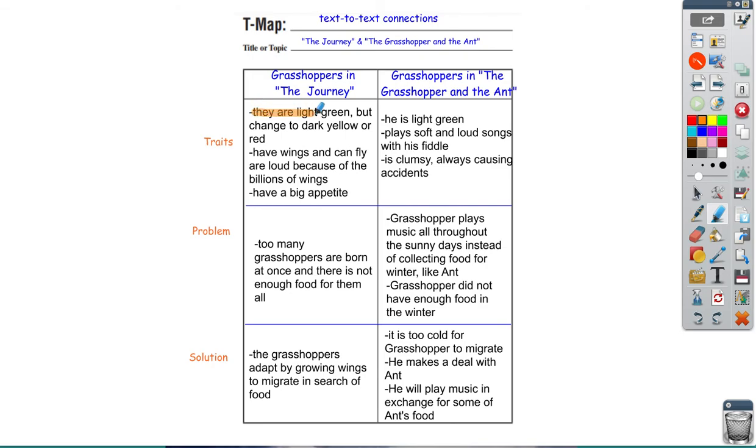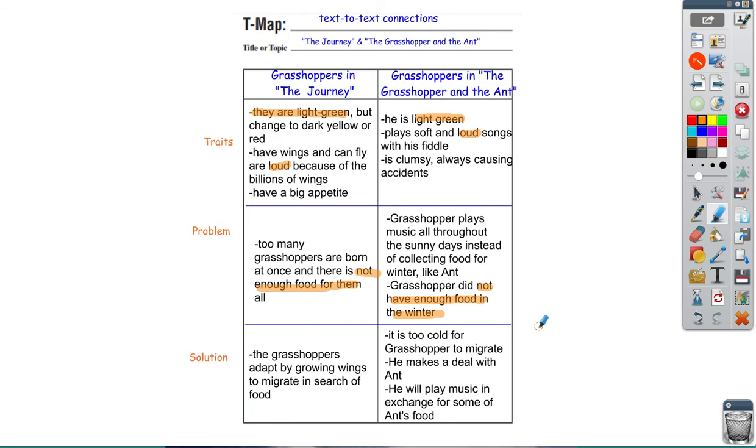And if it helps you guys, you can even highlight some things that are similar. For example, the grasshoppers are both light green in the texts. That's something that's the same. You can talk about how they're loud in both of the texts. That describes their traits. You can discuss another similarity is that they don't have enough food.